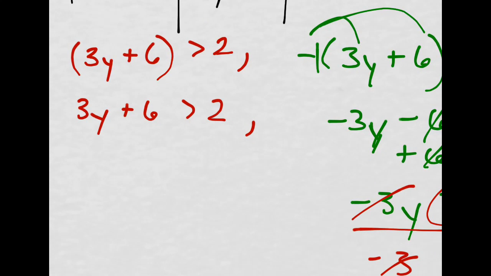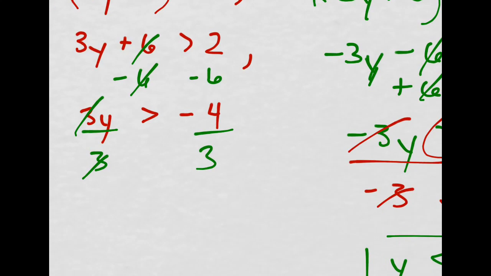So here I have, well, I'll subtract 6 from both sides. And then I have 3y greater than negative 6 minus 4, negative 4. Okay, great. Now I can divide by 3.